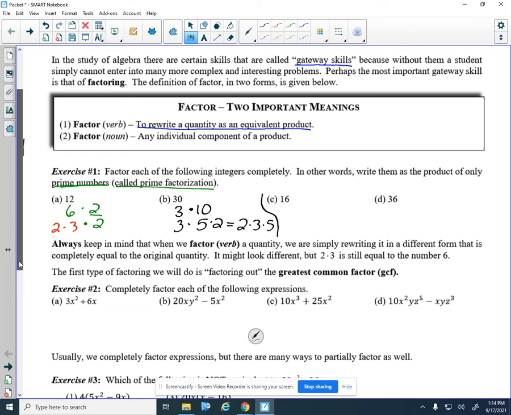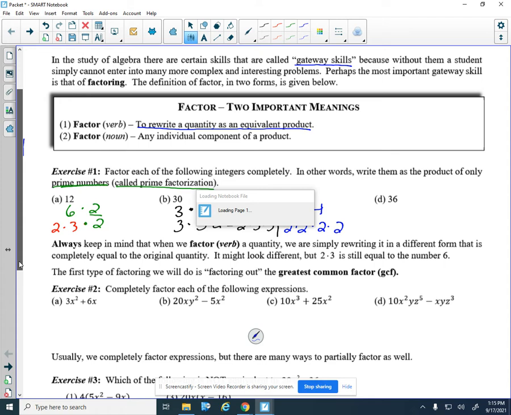So why don't you try 16 and 36? You can pause the video and then come back and check those prime factorizations. Okay, so the number 16, I'm going to break down into 4 times 4. And then each of those 4s breaks down into 2 times 2. So we have 2 times 2 times 2 times 2.